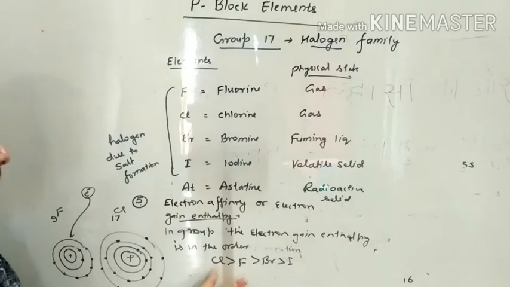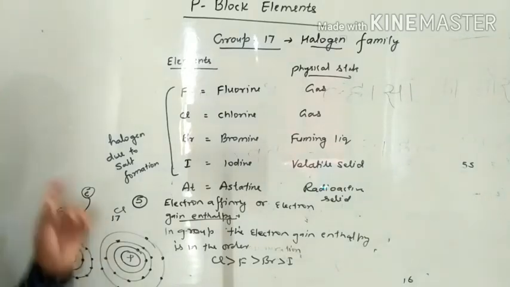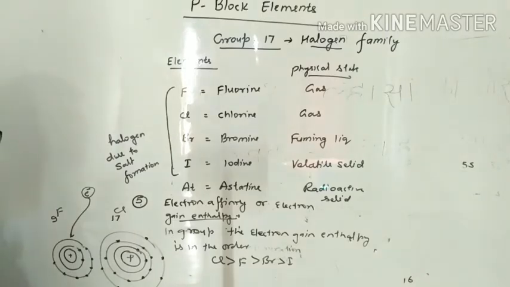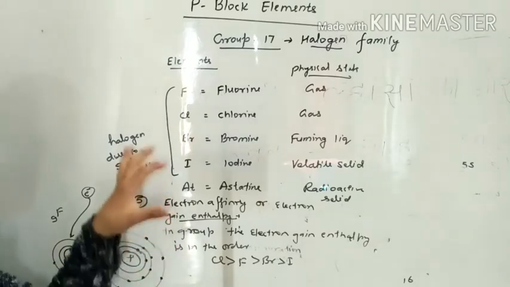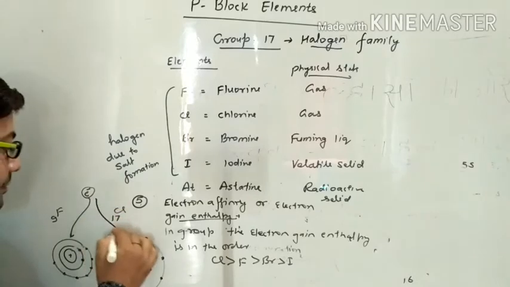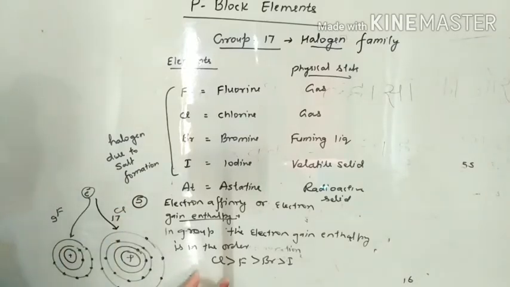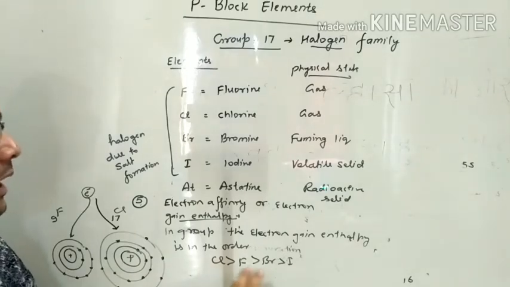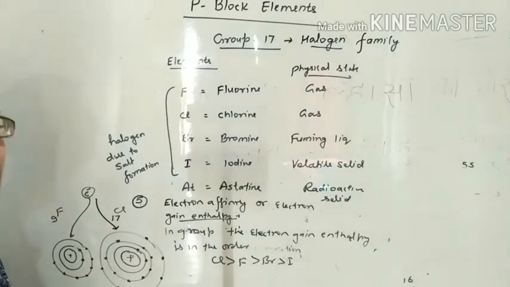If anybody asks you why chlorine has higher electron gain enthalpy than fluorine, then your answer is: due to the small size of fluorine, the incoming electron and the electrons present in the fluorine get repelled, and we give an extra amount of energy from outside to add this electron to the fluorine atom. But in case of chlorine, the size of the chlorine atom is large as compared to fluorine, so the incoming electron is easily added to the chlorine. That's why chlorine has maximum electron gain enthalpy as compared to fluorine. So this is the fifth physical property of group 17.